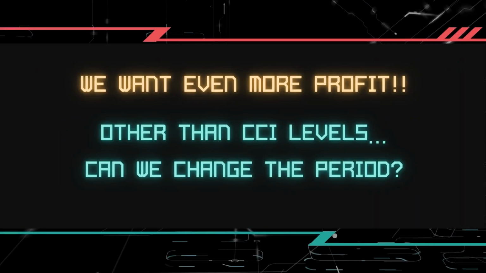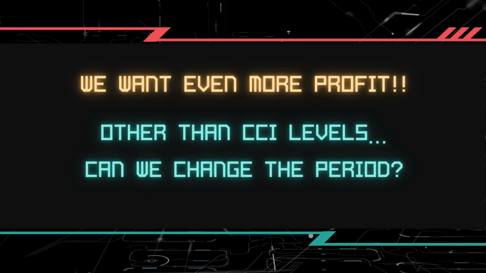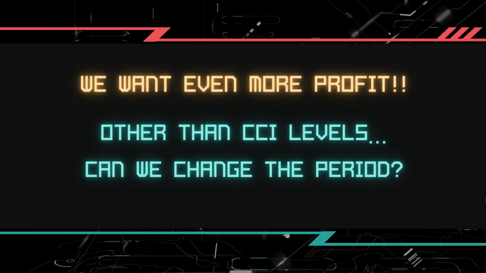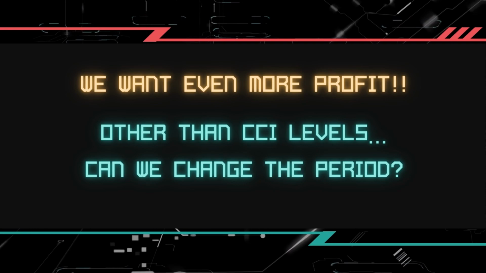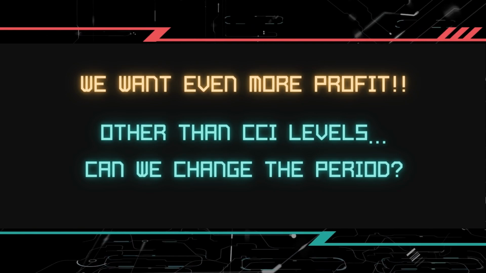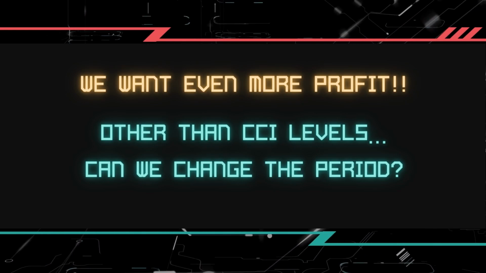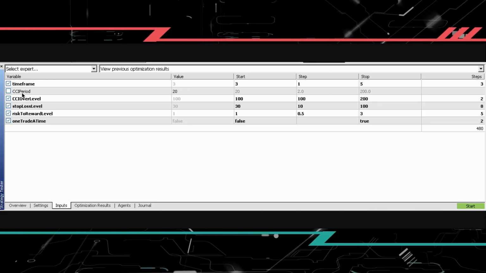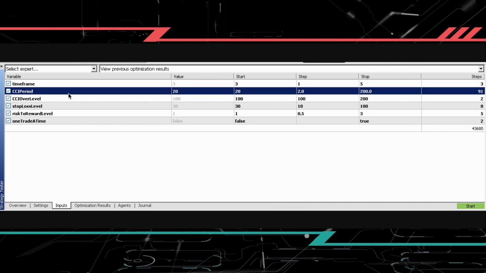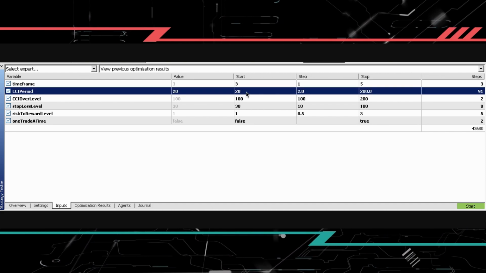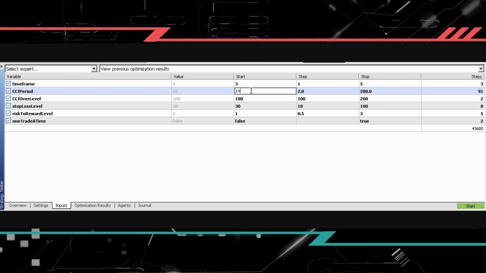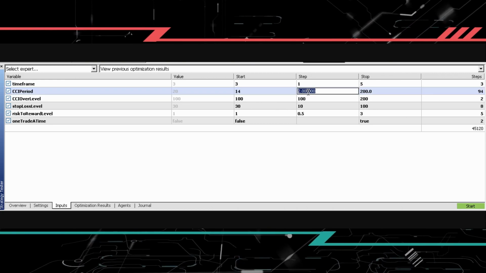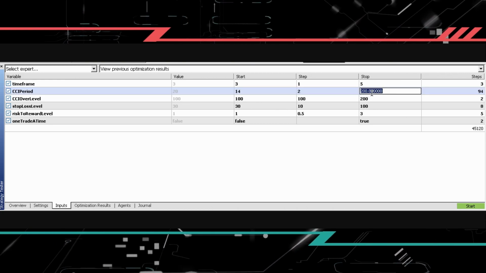Now the next question is, can we further optimize and maximize this winning strategy? And the answer is yes, we can. Let's explore how we can improve this strategy. We noticed that some of the strategies online use the CCI indicator on varying periods. Some use the CCI period of 14, some use the CCI period of 30, and we used the default value of 20. Let us improve our expert advisor to add the new CCI period.